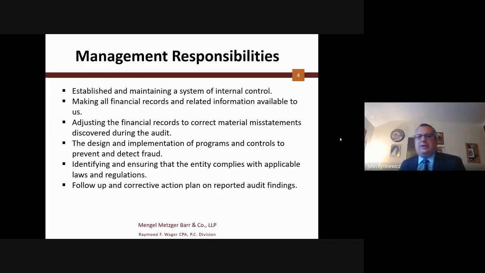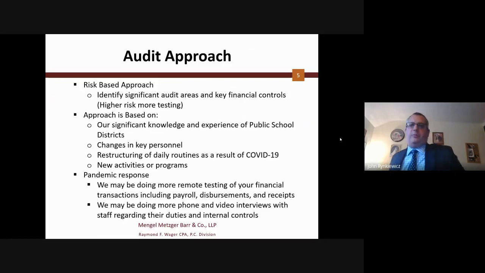Management's responsibilities, and these are laid out in the engagement letter that we provided you. Basically, management is responsible for designing internal controls, for providing us with all the financial records that we request. They're responsible for designing responses for any findings that we have, and making corrections. So that's management's responsibilities.